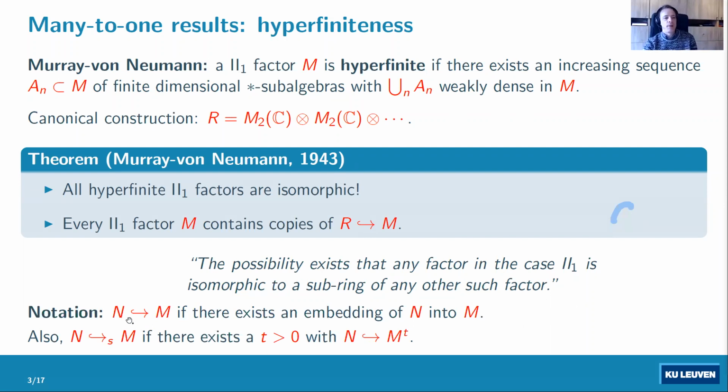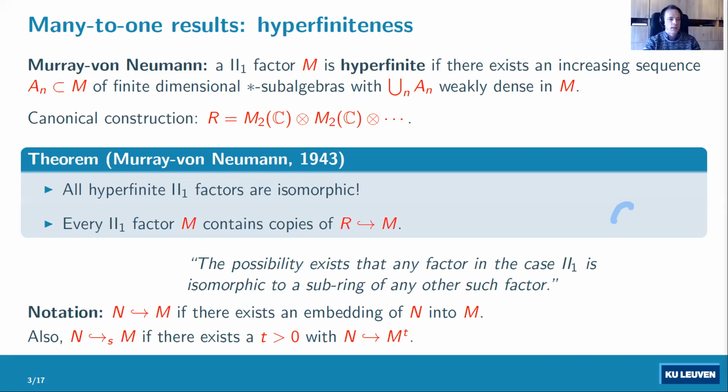So N is embeddable in M if there exists an embedding of N into M. And of course, in the world of II_1 factors, any normal homomorphism is injective, and so there is only one possible notion of embedding of II_1 factors. And when we decorate the symbol with an S, we pronounce this as stable embeddability. We say that N stably embeds in M if after taking an amplification, you can embed N into this amplified M. And that will be one of the main notions that we look at.